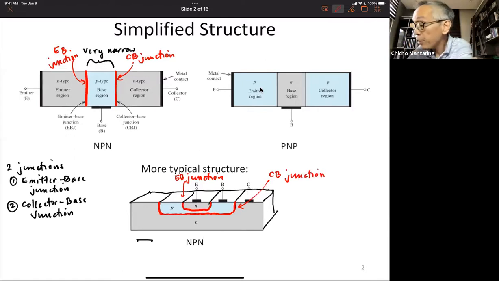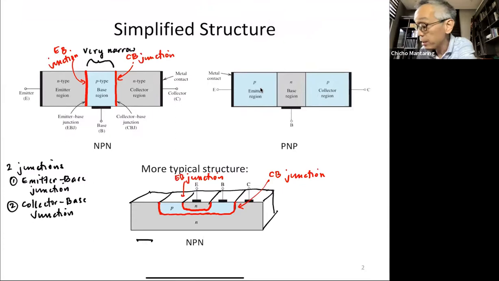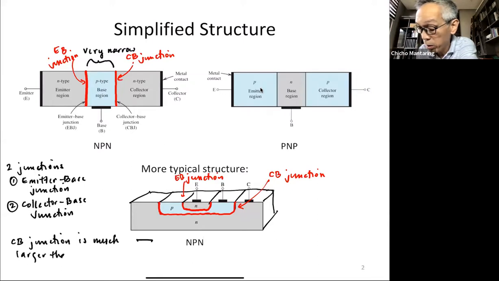Take note that the collector-base junction is much larger than the emitter-base junction. So the CB junction is much larger than the EB junction.